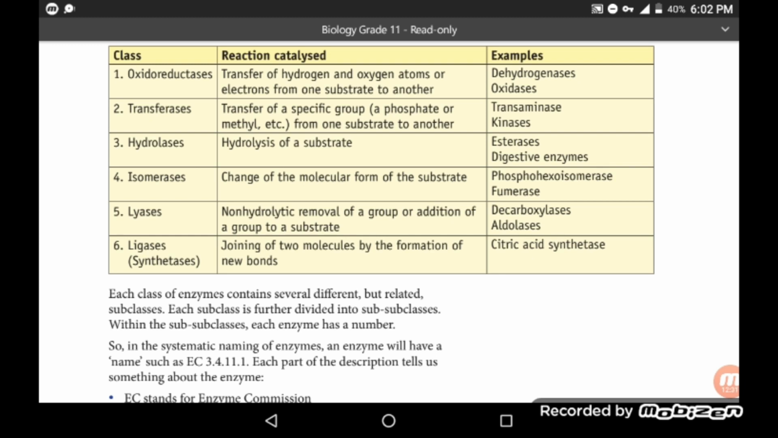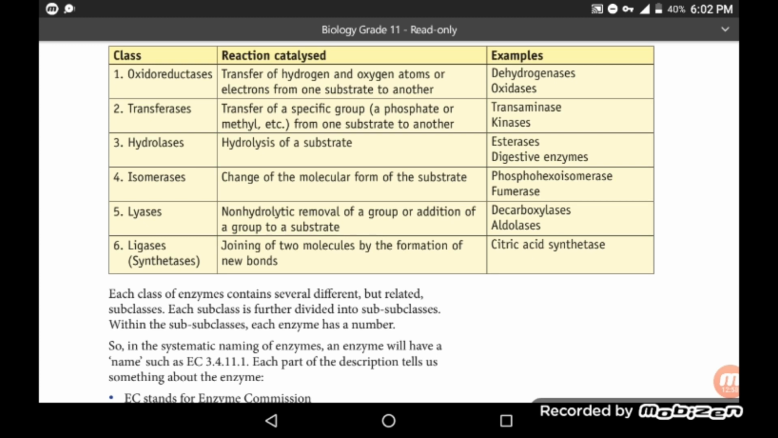Class three is hydrolase, involving hydrolysis of a substrate, which means water is added in this reaction. Examples are digestive enzymes and esterase enzymes, reactions involving hydrolysis of a substrate.